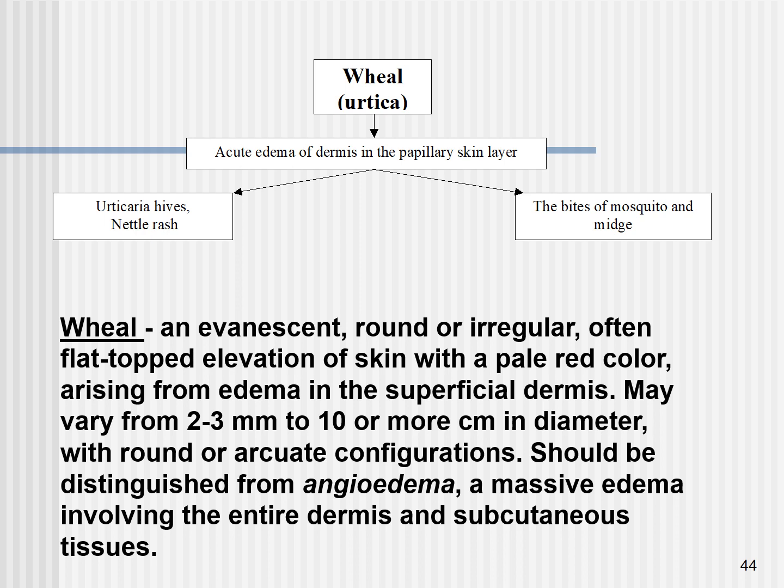Evanescent, round or irregular, often flat top elevation of skin with a pale red color, arising from edema in the superficial dermis, may vary from 2-3 millimeters to 10 centimeters or more in diameter, with round and arcuate configurations. Should be distinguished from angioedema, a massive edema involving the entire dermis and subcutaneous tissue.